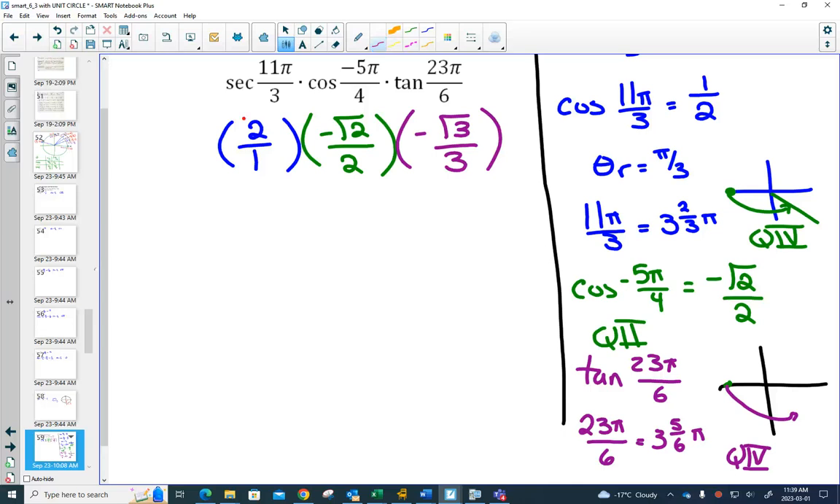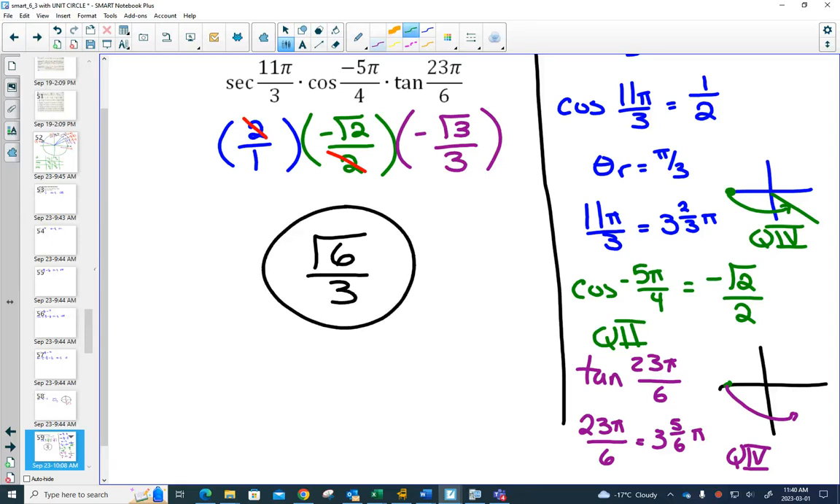If you're multiplying and you have the same factor on the top and the bottom, you know that you can simplify that to 1 over 1. So I simplified those 2's. Other things we have to remember. You have to remember that a negative times a negative is positive. You have to remember how to multiply square roots. Square root of 2 times square root of 3 is the square root of 6. And on the bottom, 1 times 1 times 3. We will get the square root of 6 over 3.